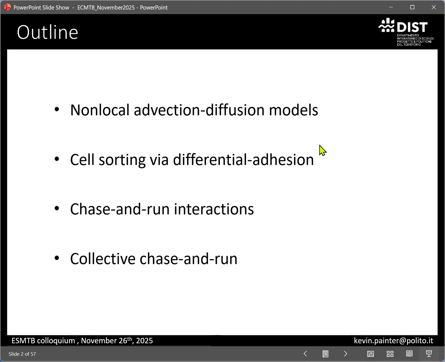I'm then going to talk about a previous application of these models to the problem of cell sorting by differential adhesion. Then I'm going to move on to talk about what I mean by chase and run interactions before talking about the main part of this, which is really what we call collective chase and run behavior.